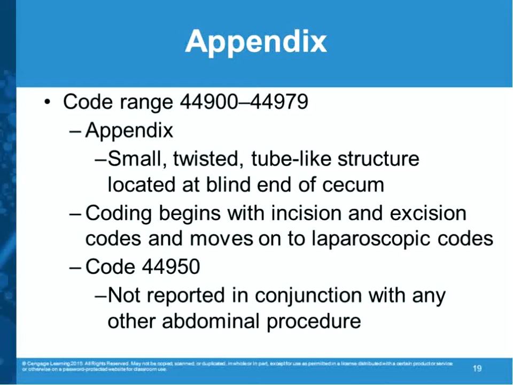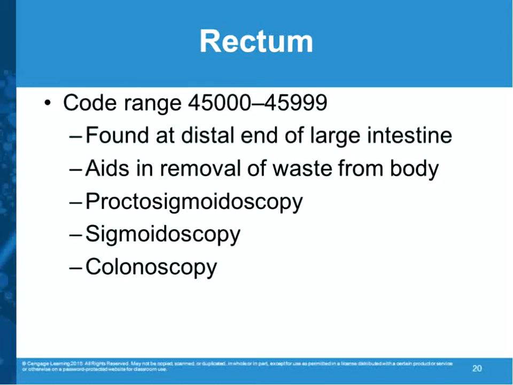You got 44960 for ruptured appendix with abscess. That's on your incision. And then from there you have two codes for laparoscopy. One is an unlisted code, and that makes up your appendix section. Alright, and from there you go to your rectum. That starts your code 45000.